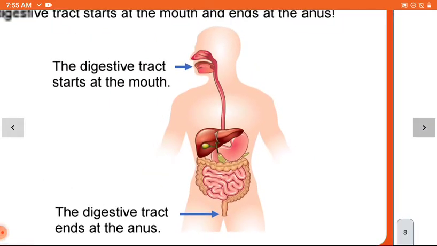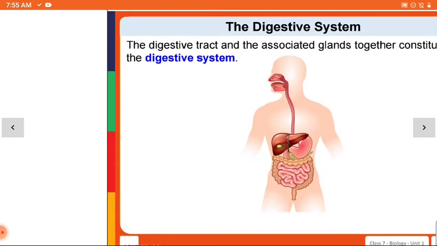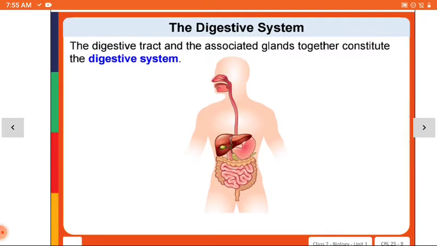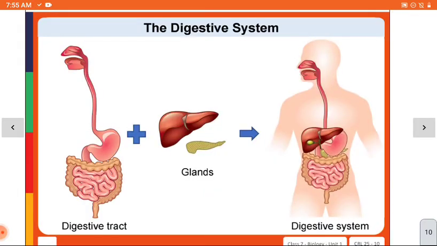So students, the digestive tract and associated glands together constitute the digestive system. So there are some organs: digestive tract, glands, and the complete digestive system. This slide shows the whole process from the digestive tract to the digestive system.